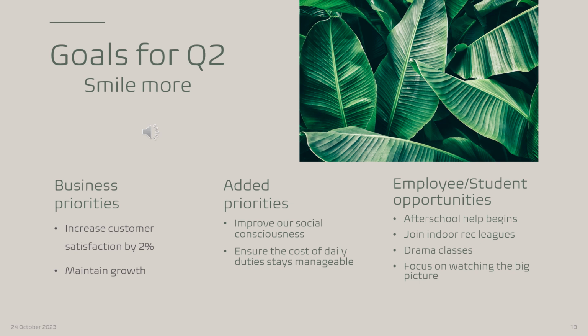The goal for quarter 2 and the promise to smile more. Under business priorities, again, we want to increase customer or student satisfaction by 2%, and we want to maintain growth. Under added priorities, we want to improve our social consciousness and ensure the cost of daily duties stays manageable. Employee student opportunities: well, after school helps begin here. Let's join an indoor recreational league or create one. I'm into drama, so let's do drama classes. In other words, focus on watching the big picture.